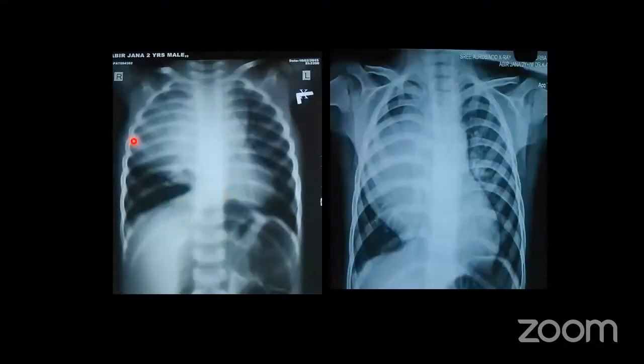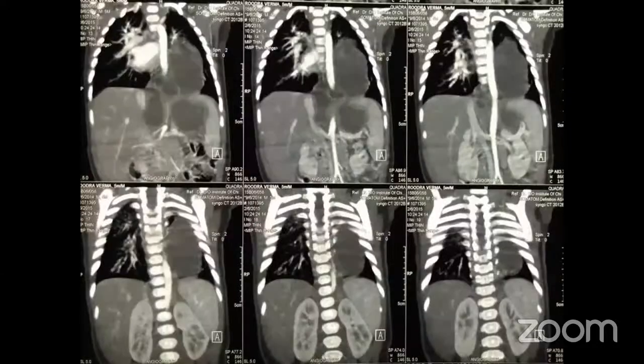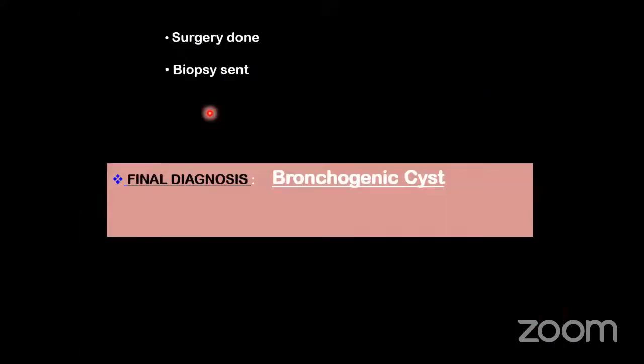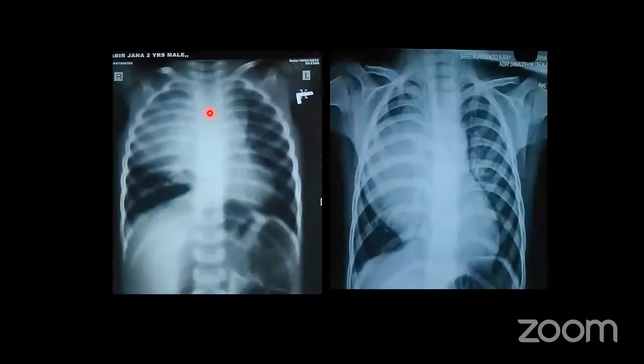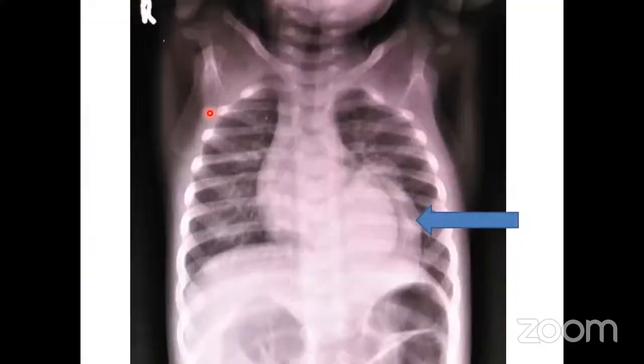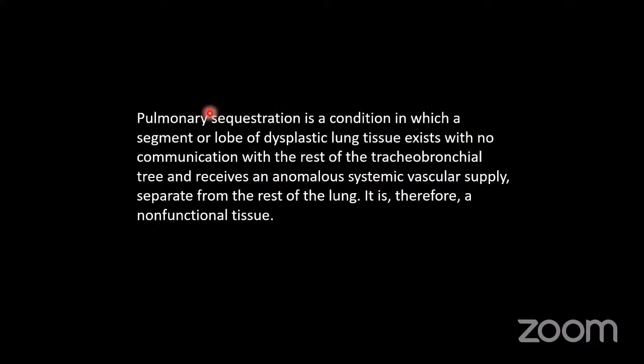Another radiopaque shadow, so we were confused. They had also given antibiotics. A 2-year-old male child. We did a CT, and it ultimately revealed an anterior mediastinal opacity, and it got a diagnosis of bronchogenic cyst. So I have shown you the bronchogenic cyst, I have shown you this duplication cyst, and I have shown you also the pulmonary sequestration.